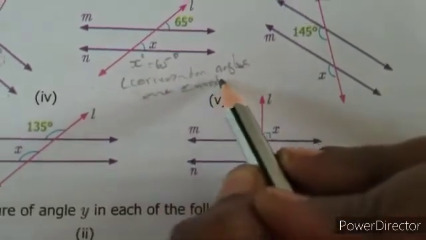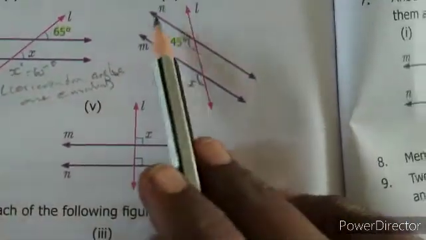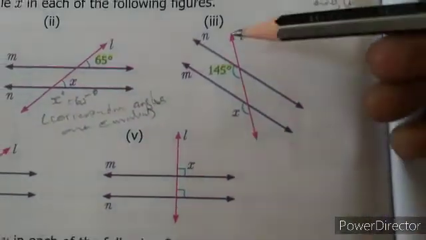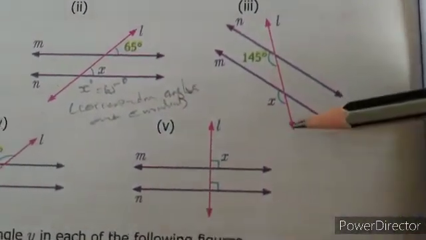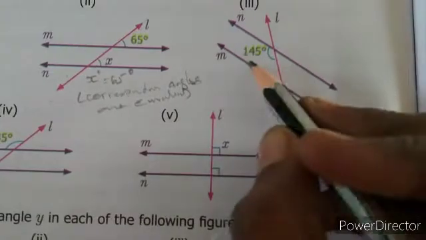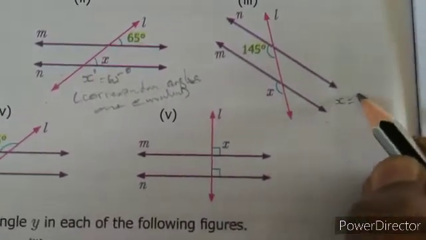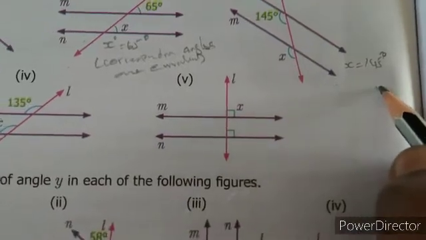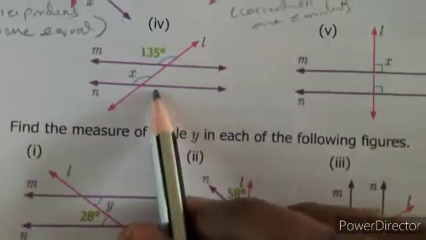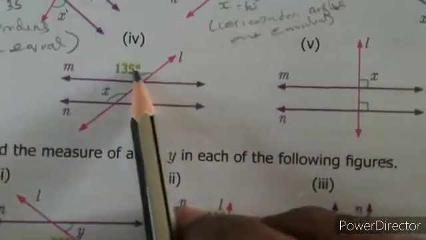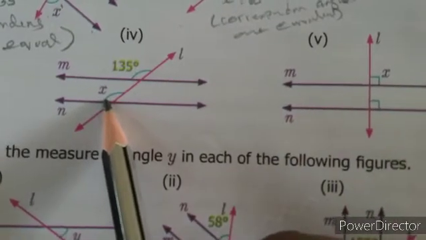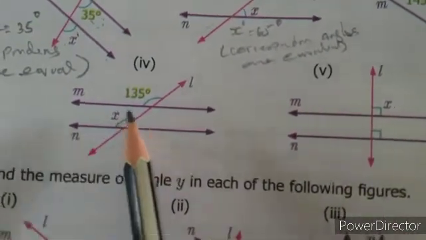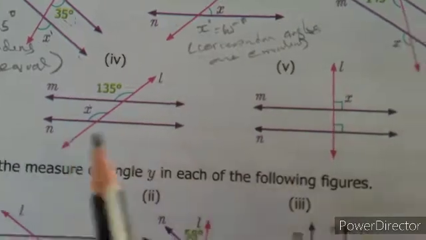Next one, here M and N are parallel lines and L is a transversal line. So x degree is also 145 degree. Corresponding angles are equal. Next, subdivision 4, 135 degree. X value is also 135 degree. The reason is corresponding angles are equal.